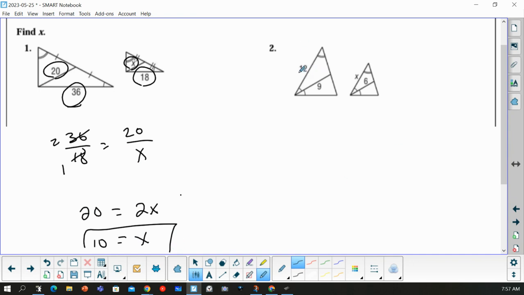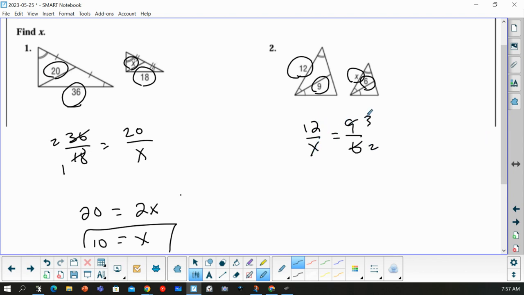Next question. 12 here, x here, so 12 over x. 9 to 6, 9 over 6. Simplify on this side, so let's see here. So 3 goes into both these, 3. 3 goes into this twice. So 3 to 2, 3 to 2, this is what it's going to be.